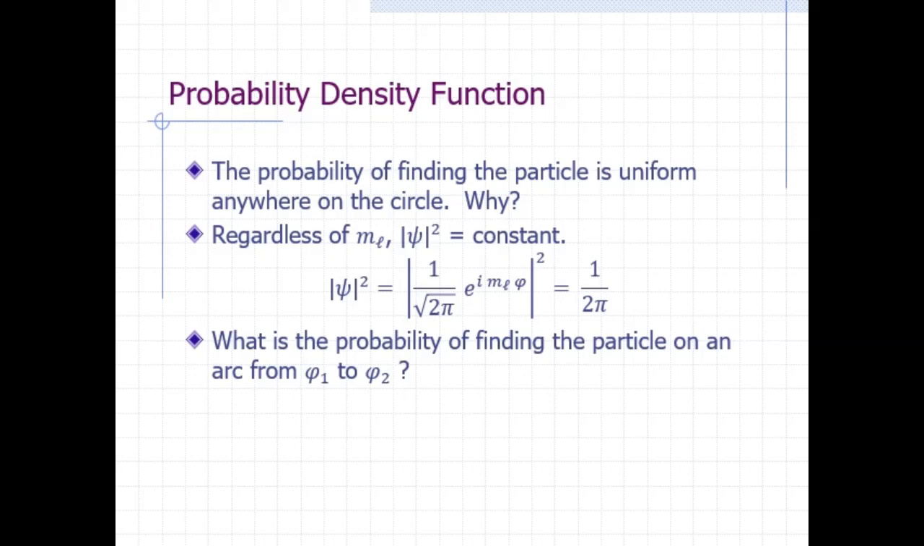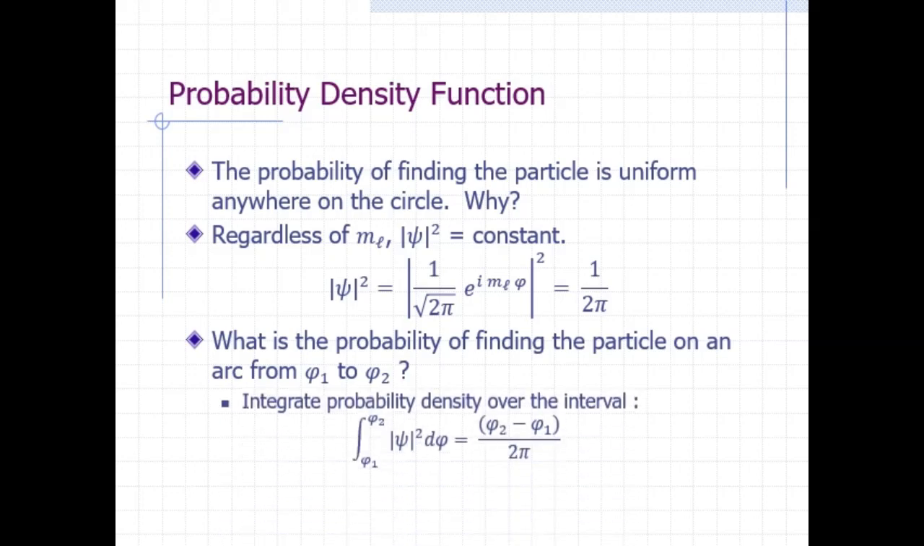Indeed, if we integrate the probability density over phi, from phi 1 to phi 2, we get the ratio of phi 2 minus phi 1 over 2 pi. Note that phi 2 minus phi 1 multiplied by r is just the length of the arc. And 2 pi multiplied by r is the circumference of the circle. If we take the ratio of the arc length to circumference, we get the same answer.